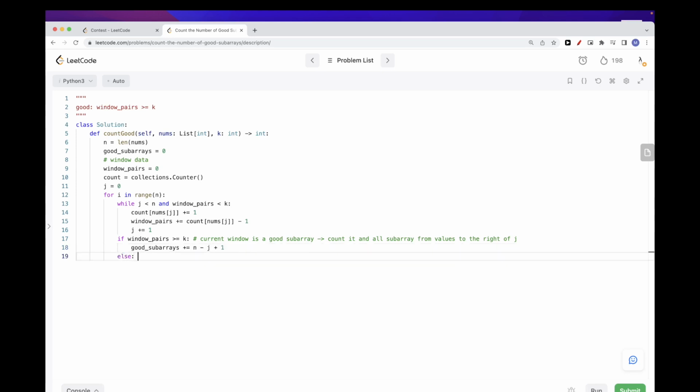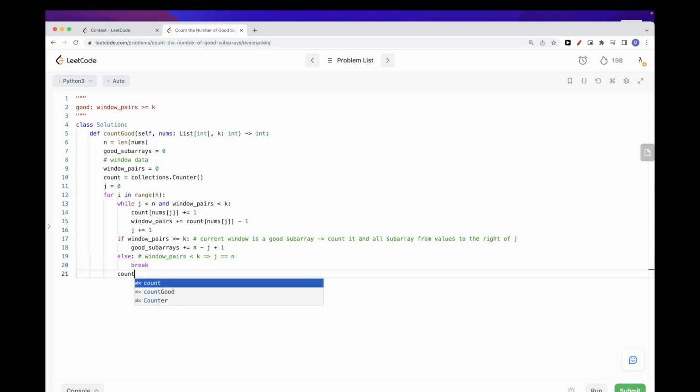Now otherwise, this means window pairs are smaller than K, but we still exited this while loop. This means that J is equal to N, okay? This means that we reached the end, but we don't have a good subarray. So from here, we can only collapse I. But collapsing I means reducing the values in the window. So if we don't have enough now, we won't have enough ever. And so we can just exit.